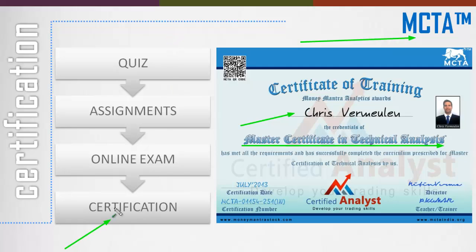And this is the process of this certification. First of all, you have to clear all the quizzes, then you have to submit the assignments, then you have to go for the online exam. The online exam you would only be able to give after the submission of the quizzes and assignments. Then after clearing the online exam, you would be handed the MCTA certification.